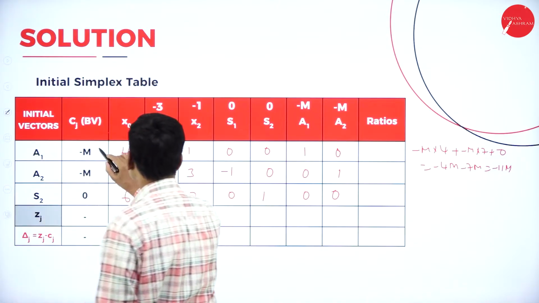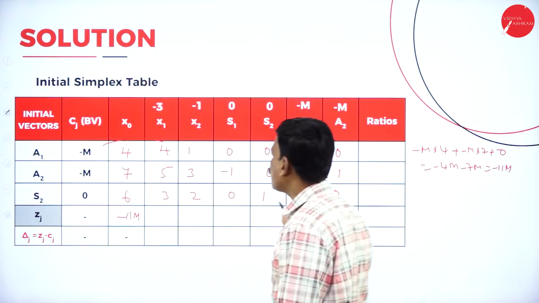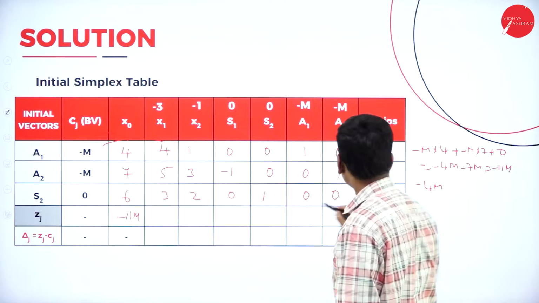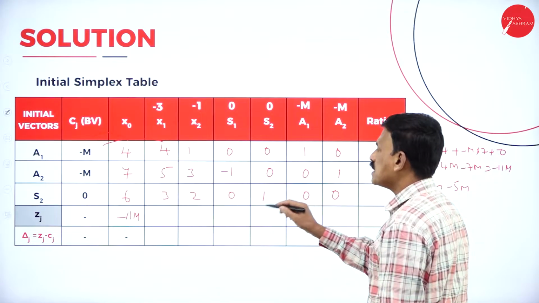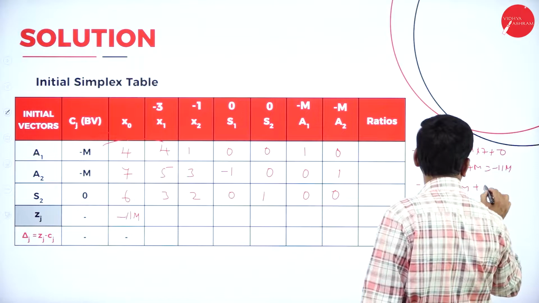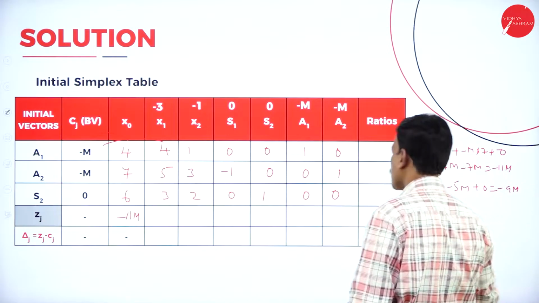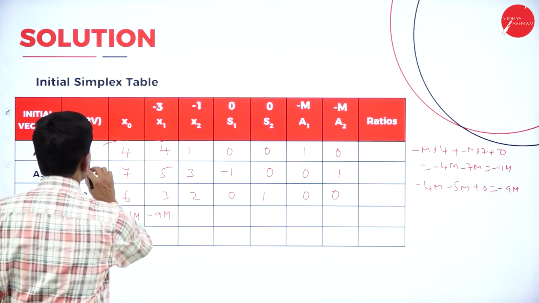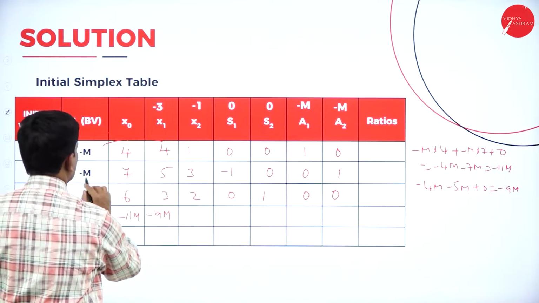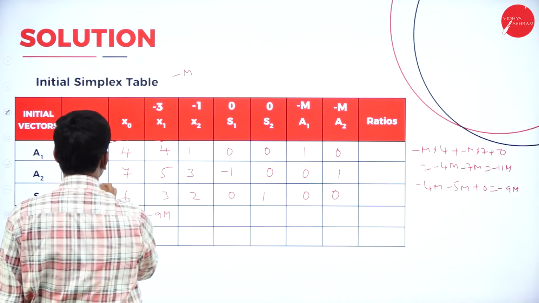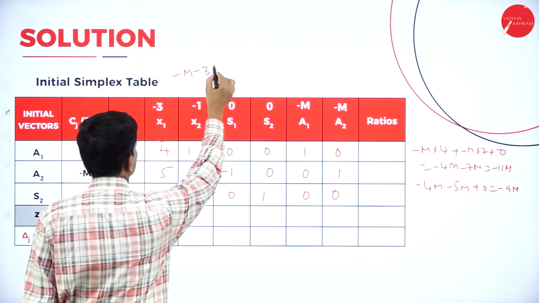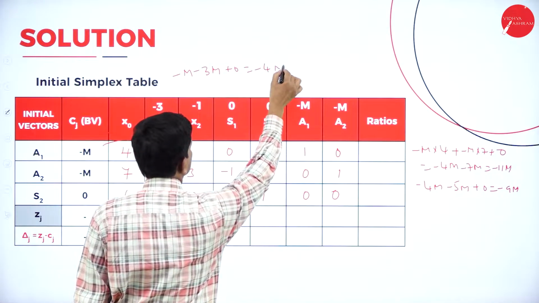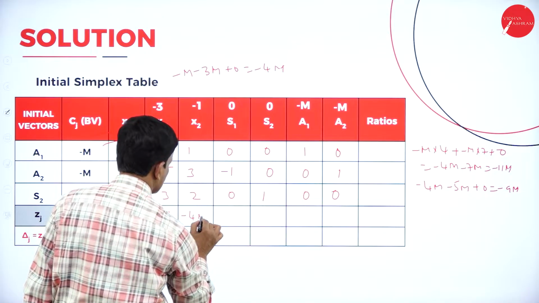Then, second, multiply these two: minus 4 into m, minus 4m, again minus 5 into m is minus 5m, plus 0 into it is 0. This is equal to minus 9m. Okay. Now, minus m into 1 is minus m, minus m into 3 is minus 3m, then 0 into 1 is 0. This is equal to minus 4m.